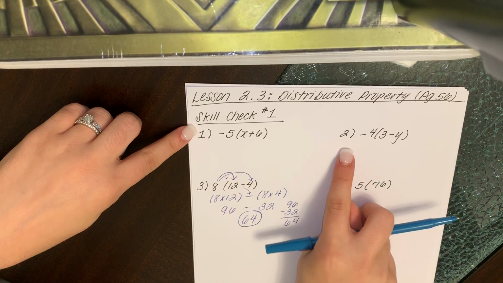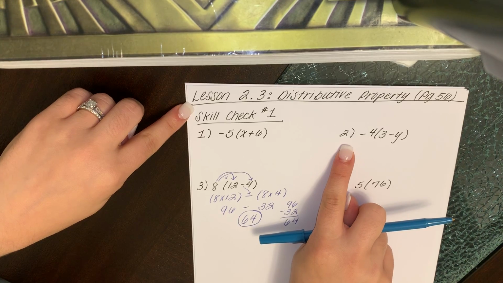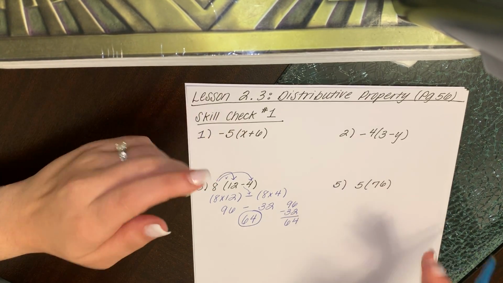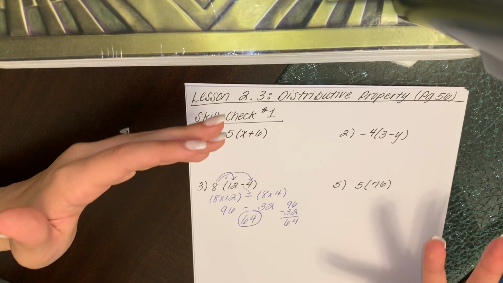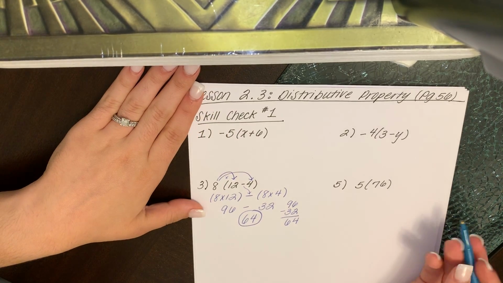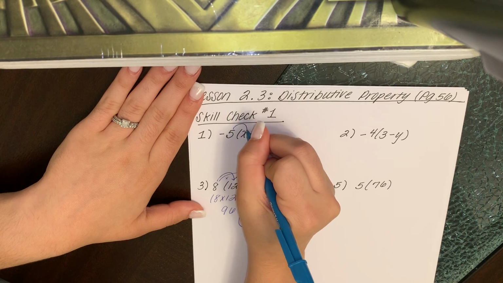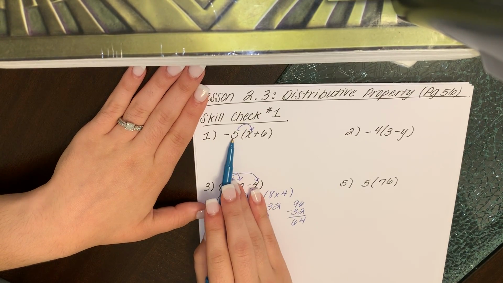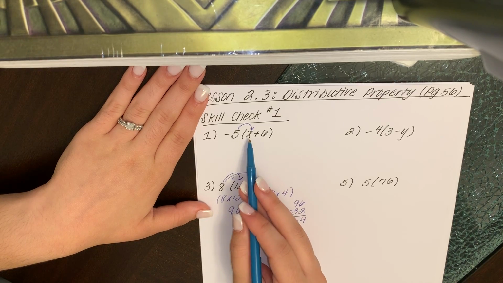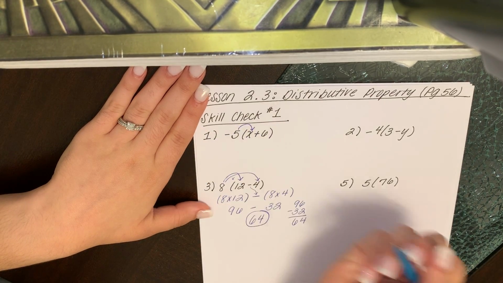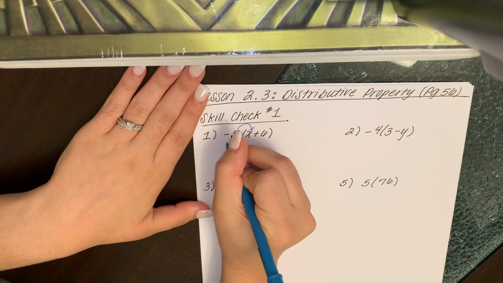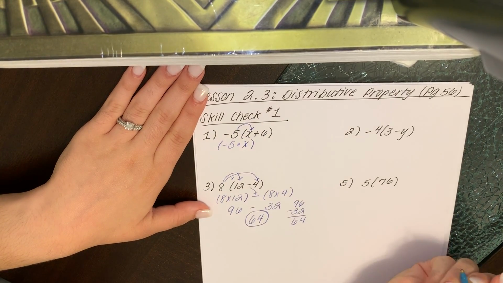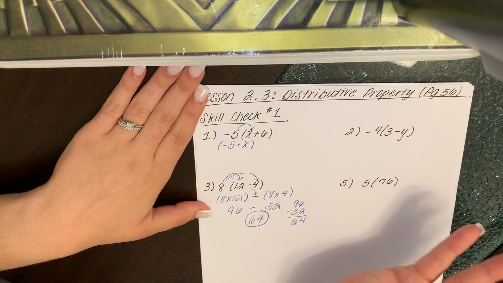Now, we're going to jump into questions 1 and 2, though, of skill check 1, because even though this has letters, it doesn't make it any harder. If anything, it kind of makes it easier. Here's what I mean. We're still going to multiply the outside with the inside. However, let's start off with number 1 where it says negative 5 times x. The thing is, I can't really do anything with negative 5 times x. Okay? We're just going to leave it like that for now.